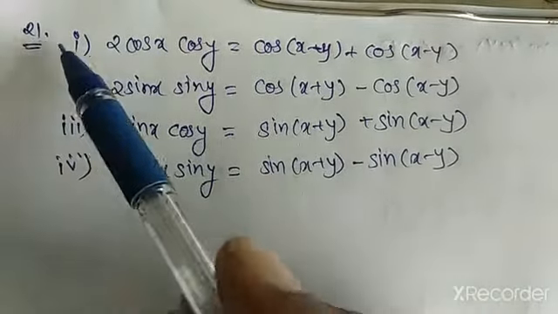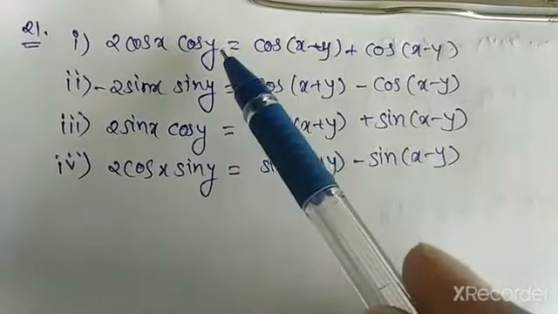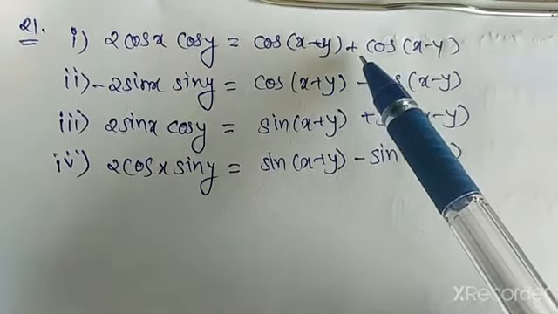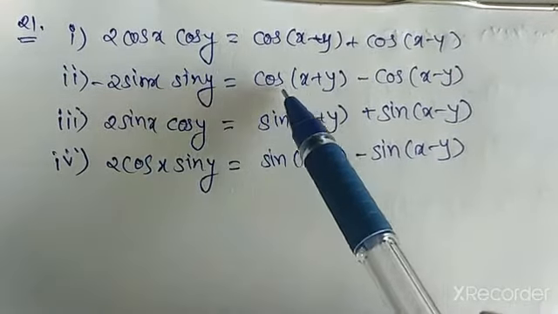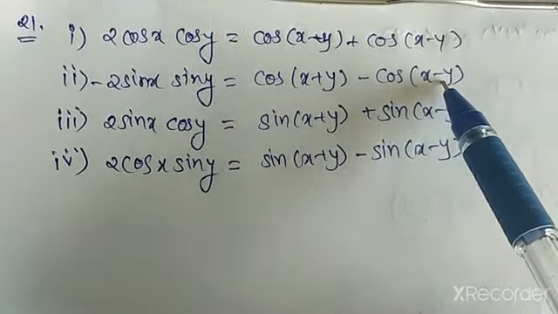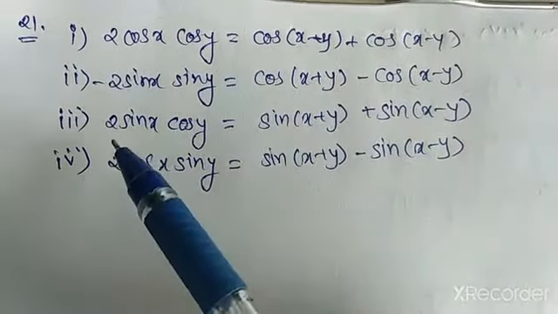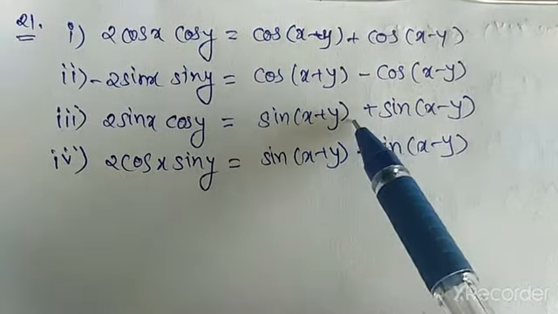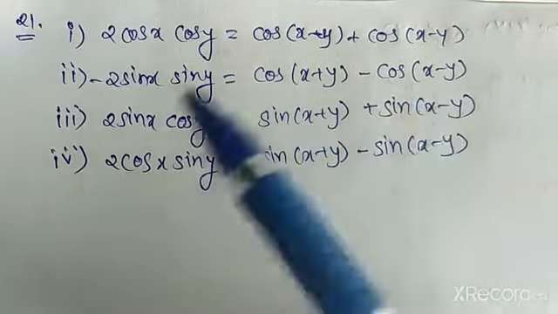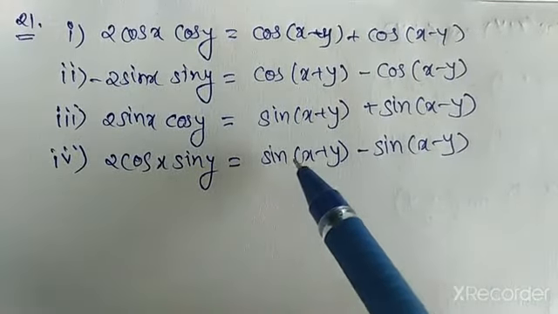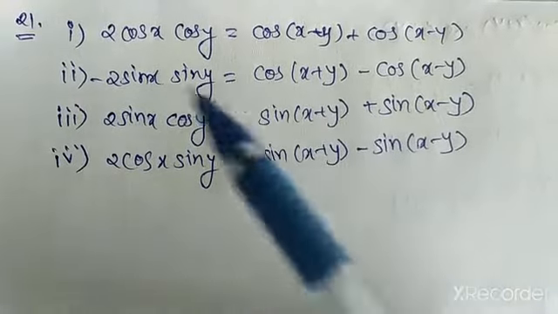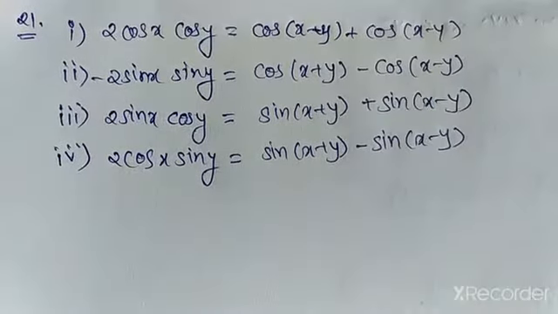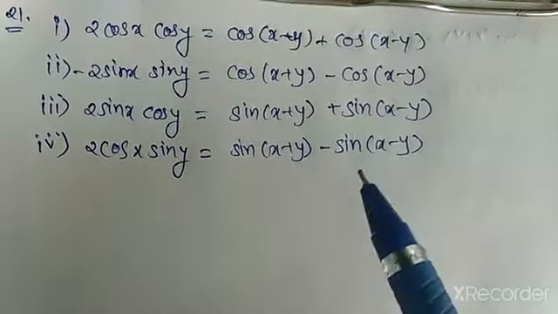So in 21 we have the formulas: twice cos x cos y is equal to cos(x+y) plus cos(x−y). Second, minus twice sin x sin y is equal to cos(x+y) minus cos(x−y). Twice sin x cos y is equal to sin(x+y) plus sin(x−y). And last, twice cos x sin y is equal to sin(x+y) minus sin(x−y). Okay, so for this you have to check the previous part.